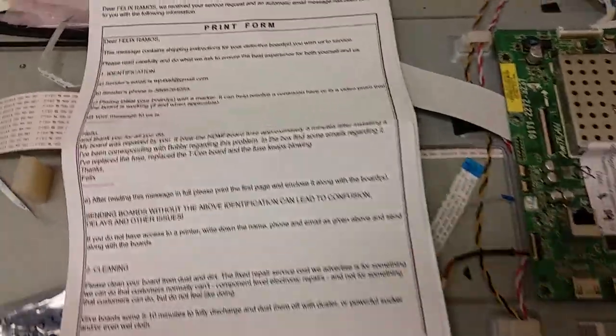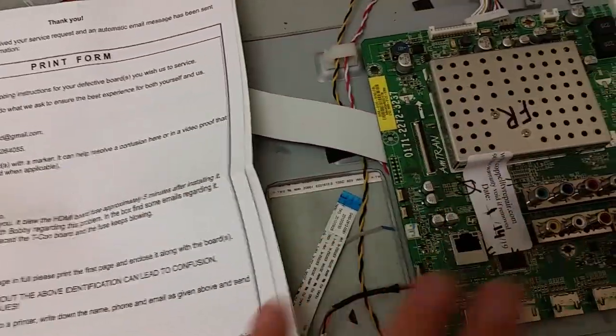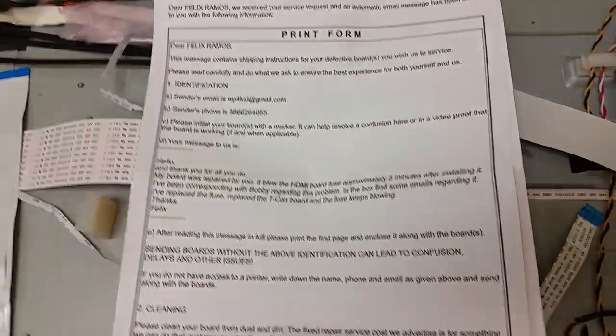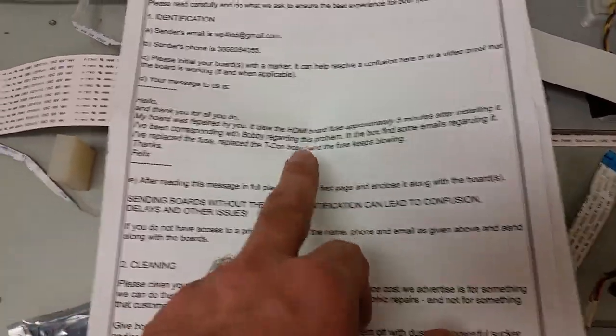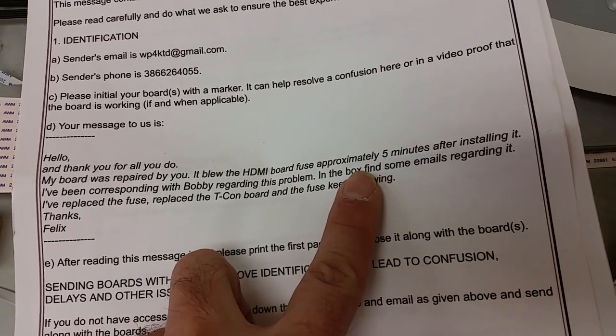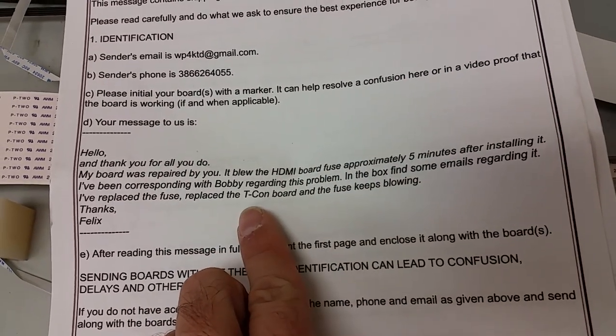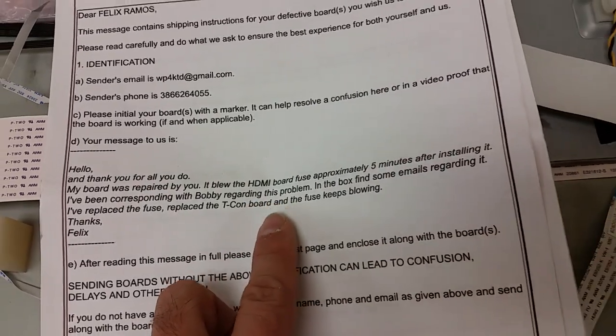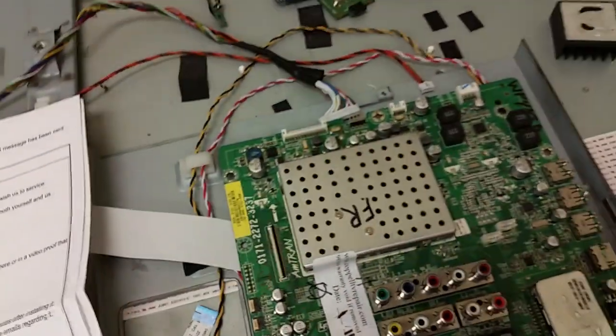So in this case, we had a board that was returned to us. I'm just going to cover another problem that goes along with that. So Felix Ramos sent us a board saying that it blew my fuse approximately 5 minutes after installing it. My board, blah, blah, blah, talking to us and what now.